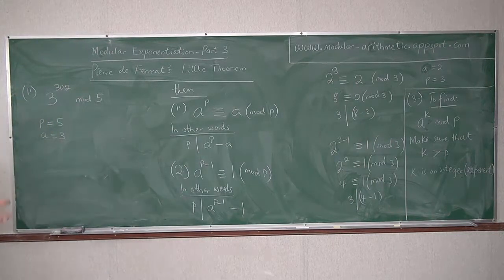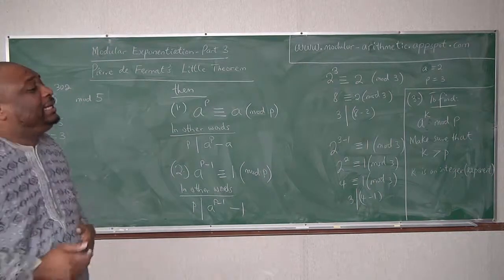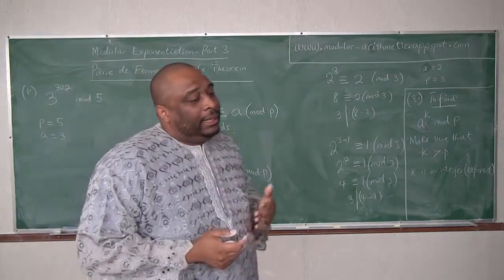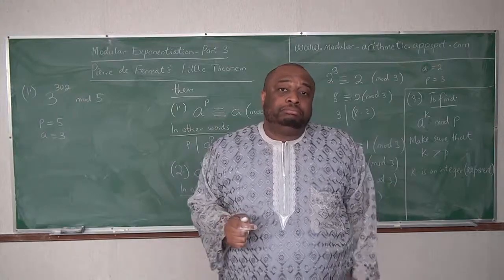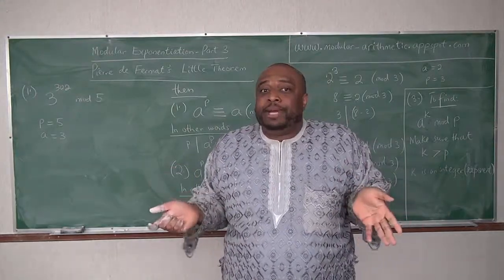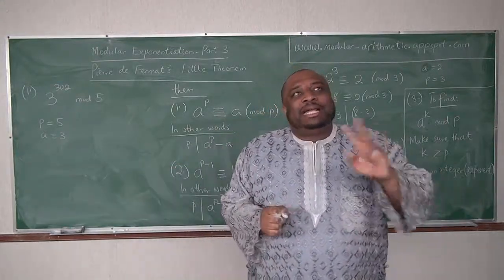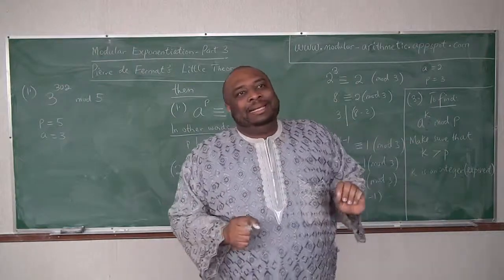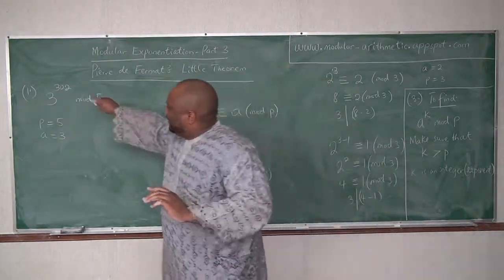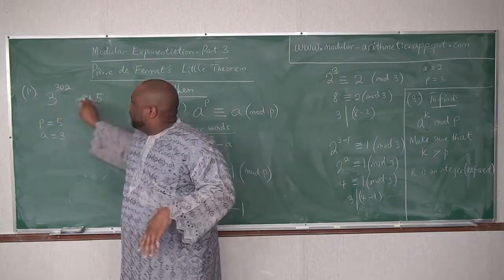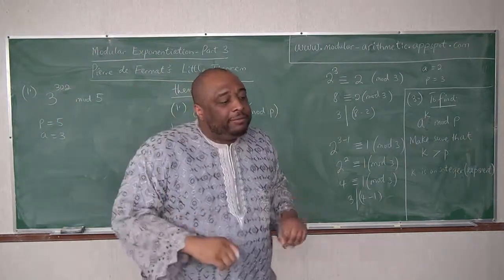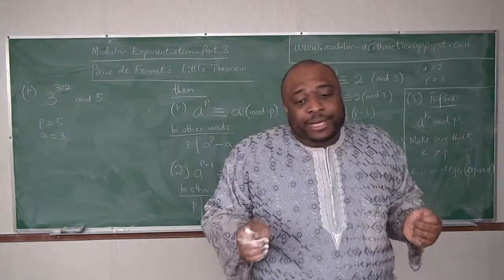Is 5 a prime number? Yes, it is. Can 5 divide 3 without a remainder? No. So these are the two things you have to note. Forget about this exponent first. We're looking at 3 and 5. The p is 5 and the integer is 3.